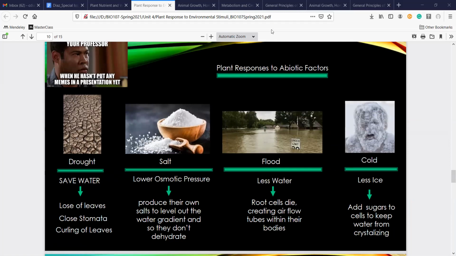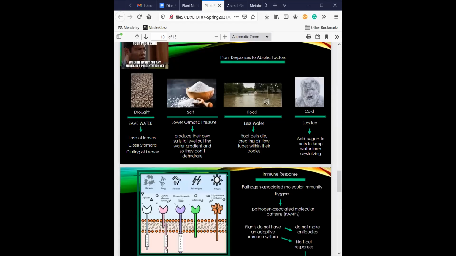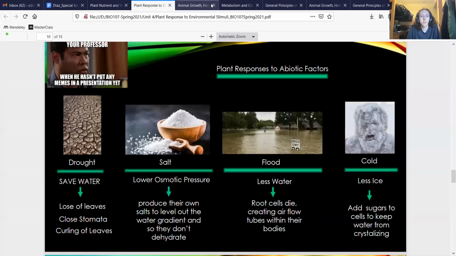But that also means that plants can only live in specific environments. That's kind of what I was trying to get at last class in the beginning of this unit. If an area is always flooded, only certain plants are going to be able to live there. And so what plants are able to live in that environment or acclimate to the drought or the salt is going to determine what plants can grow, and then what other organisms are able to grow.